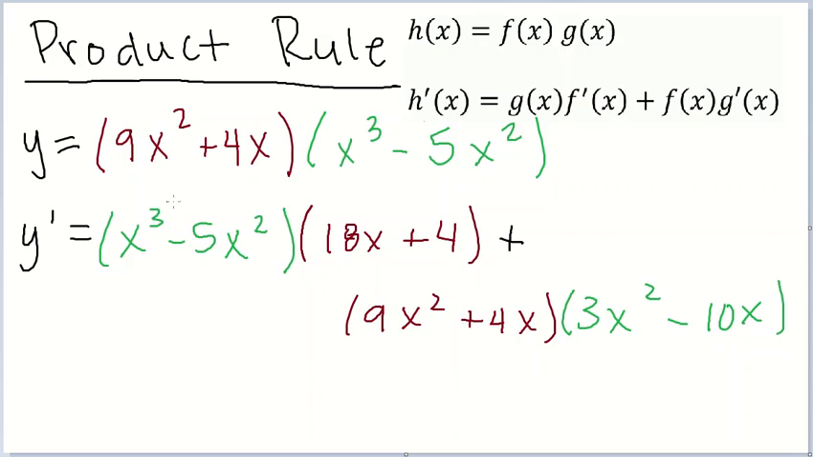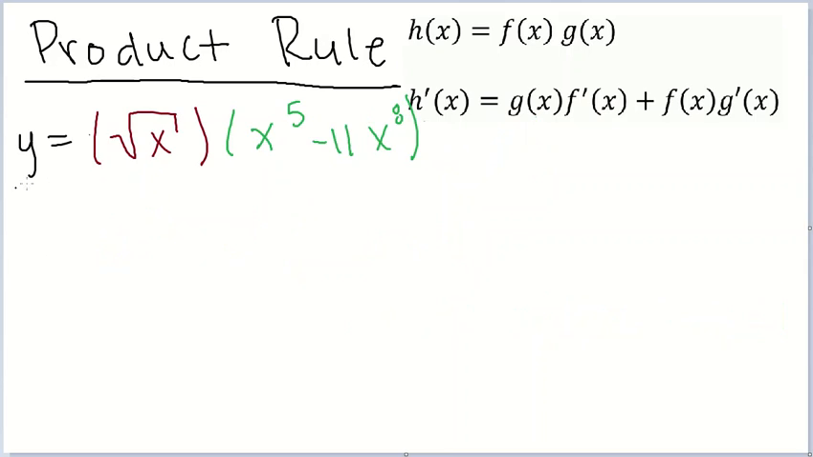So this whole thing here, x cubed minus 5x squared times 18x plus 4, plus 9x squared plus 4x times 3x squared minus 10x, that whole thing is the derivative of y. And we got that by using the product rule, and we knew we had to use the product rule because our function y is a composition of two functions. It's two functions being multiplied by each other. So that's how we knew that we were going to use product rule.